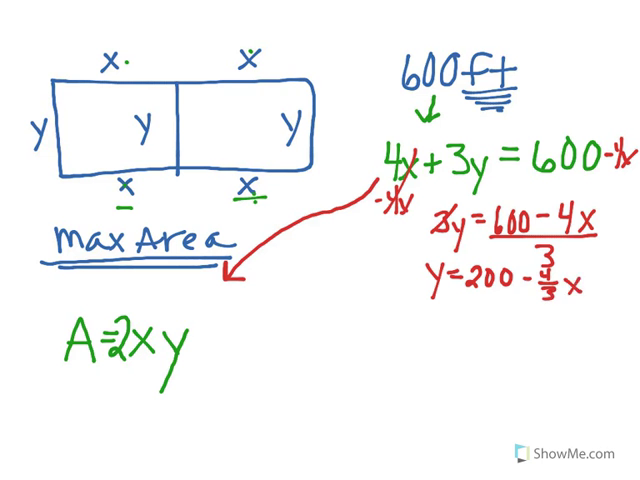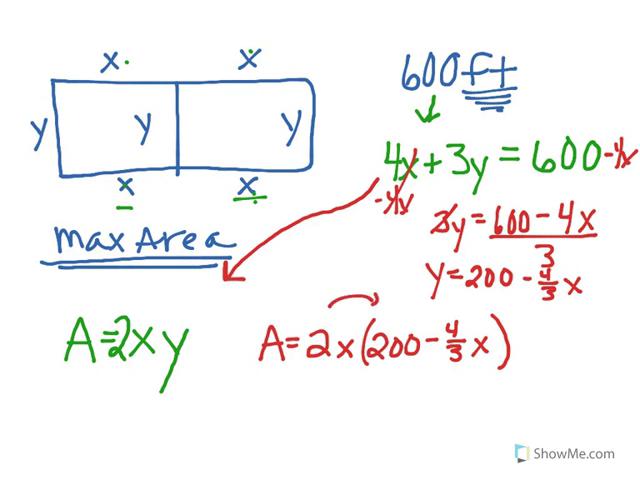So A is going to be, I'm going to replace the y in the equation. So A is going to be equal to 2 times x times 200 minus 4/3 x. So I have that equation there. Now I could do this all in the calculator, but I'm not going to do it that way. I'm going to simplify this equation. I'm going to distribute the 2x to each of the terms here.